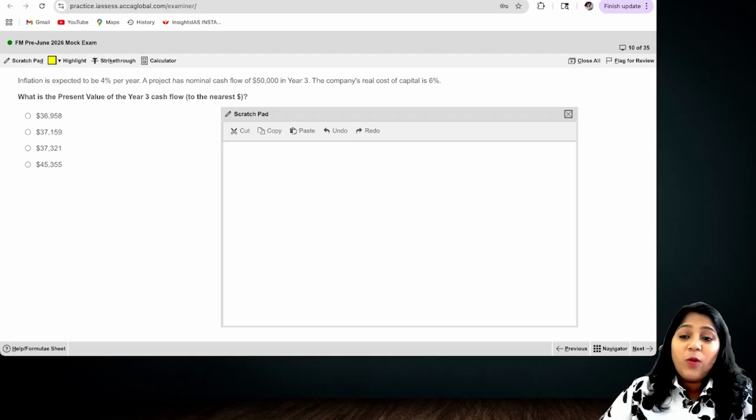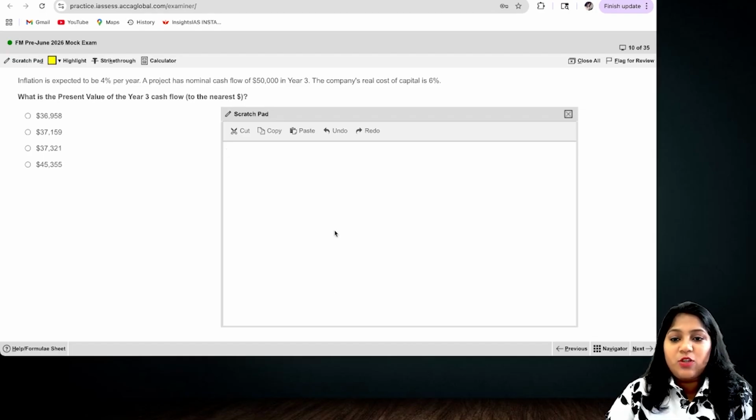They're simply asking for one present value. So now, do you include the inflation part? Because a lot of us will say, okay ma'am, inflation is expected to be 4%, let me go ahead and consider the inflation part. You need to understand that they have given a 6% real cost of capital. This inflation has to be used to calculate what?